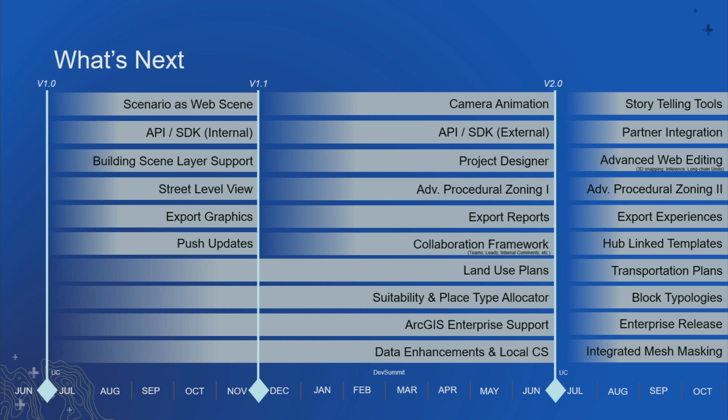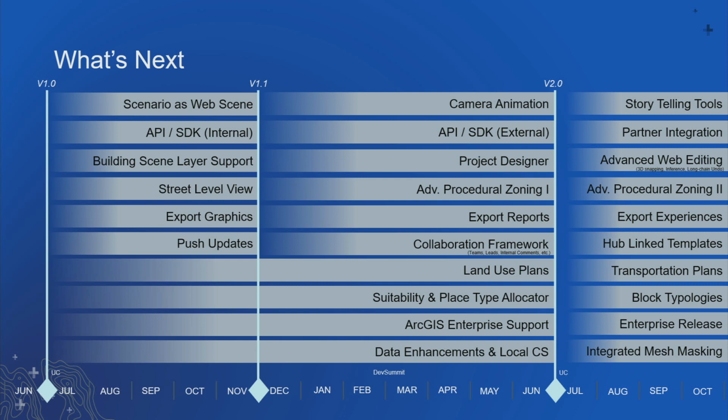So in version 1.1, which we're planning on coming out in December, we're going to allow you to take any scenario in a planner project and save it as a web scene. And the reason why we're doing that is so you can take that web scene and wrap it in a story map, or you can take that web scene and publish it as an SLPK and then share it on Google Earth. It's a way for you to take that scenario out. But this is kind of an experience of sharing that we're going to continue to expand.